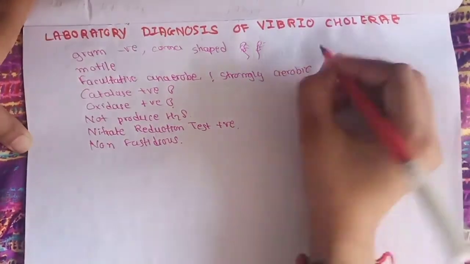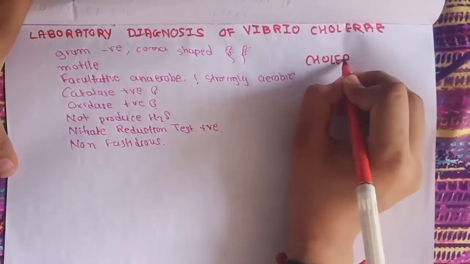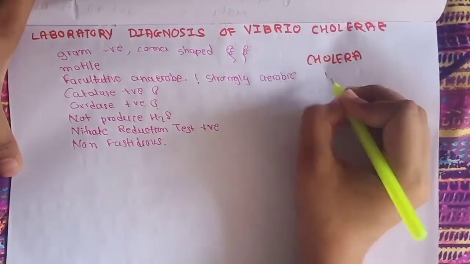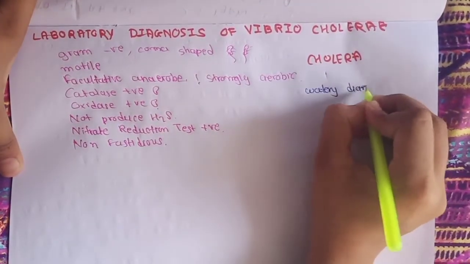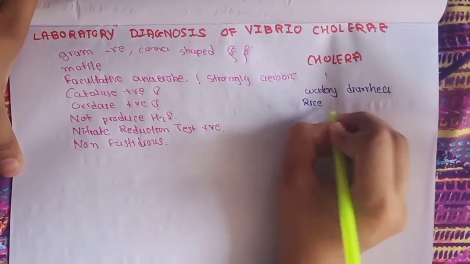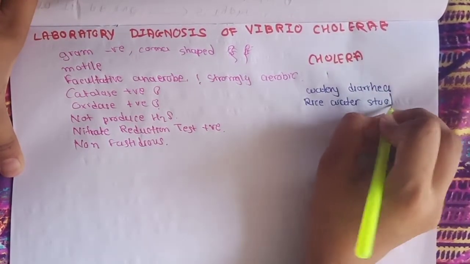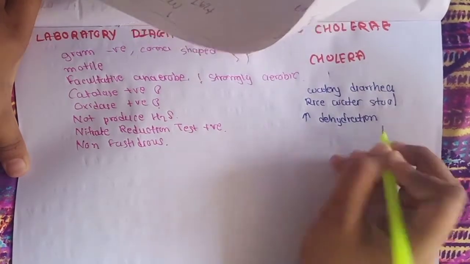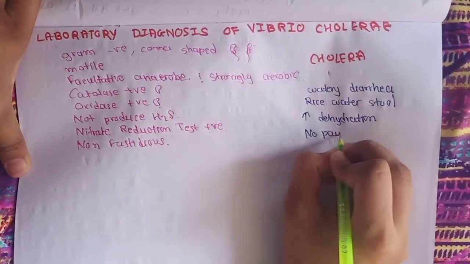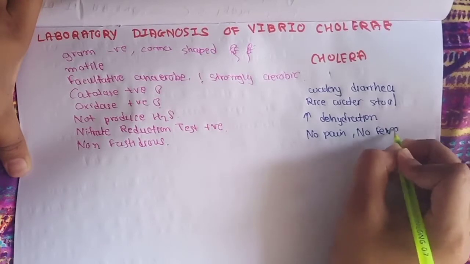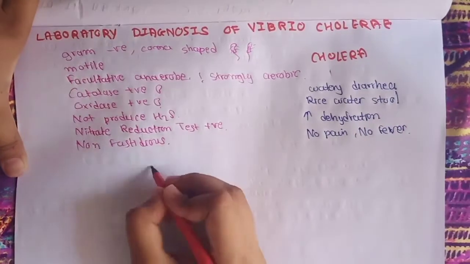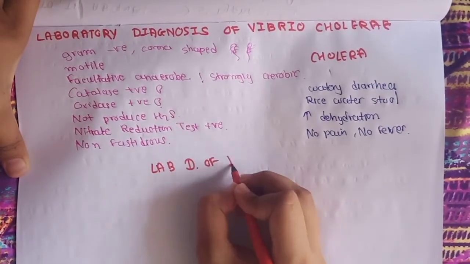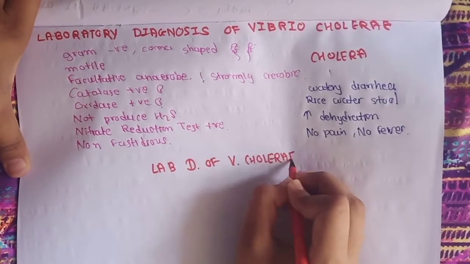Now, Vibrio cholerae causes cholera. The main symptoms of cholera include watery diarrhea, rice water stool, and severe dehydration, and it mainly involves no pain and no fever. So, we are starting to focus on our topic, laboratory diagnosis of Vibrio cholerae.